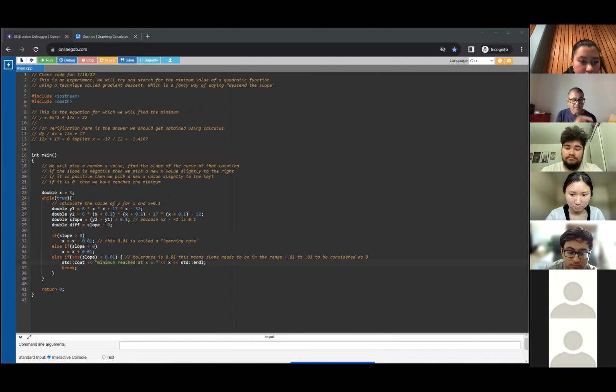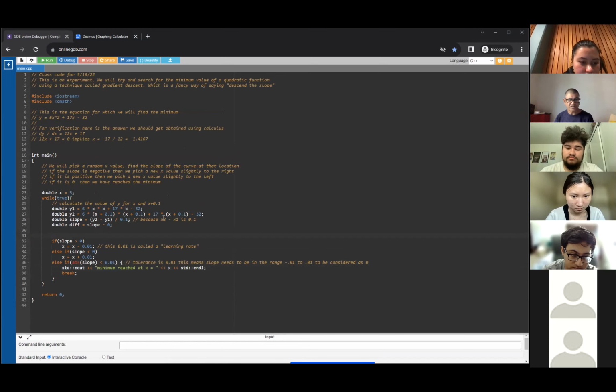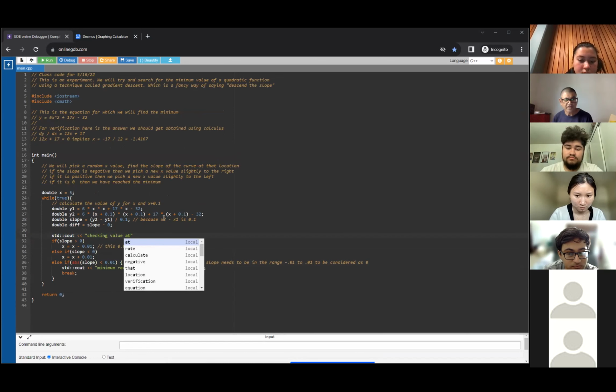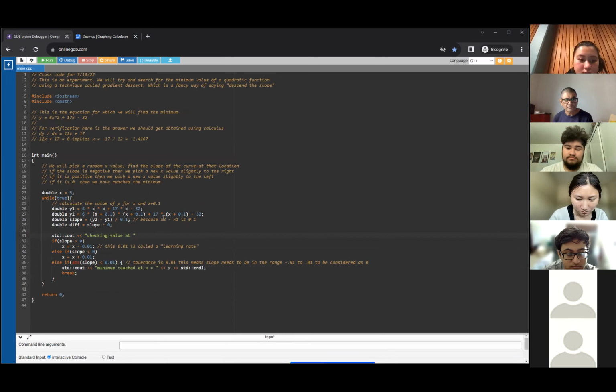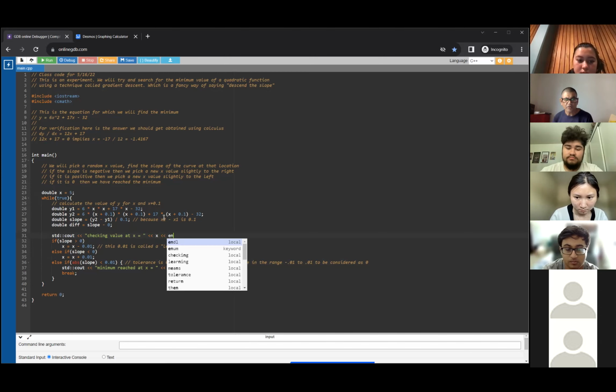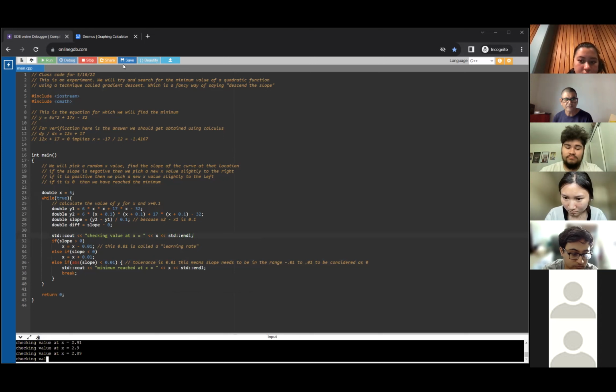So what we want to do is put in a debug statement at line 30. Hit enter, and then do a cout and say "checking value at x equals", and then the value of x and endl. And what we'll do is run it, and then stop it immediately so that we can look at the top few lines. Yeah, kill it.